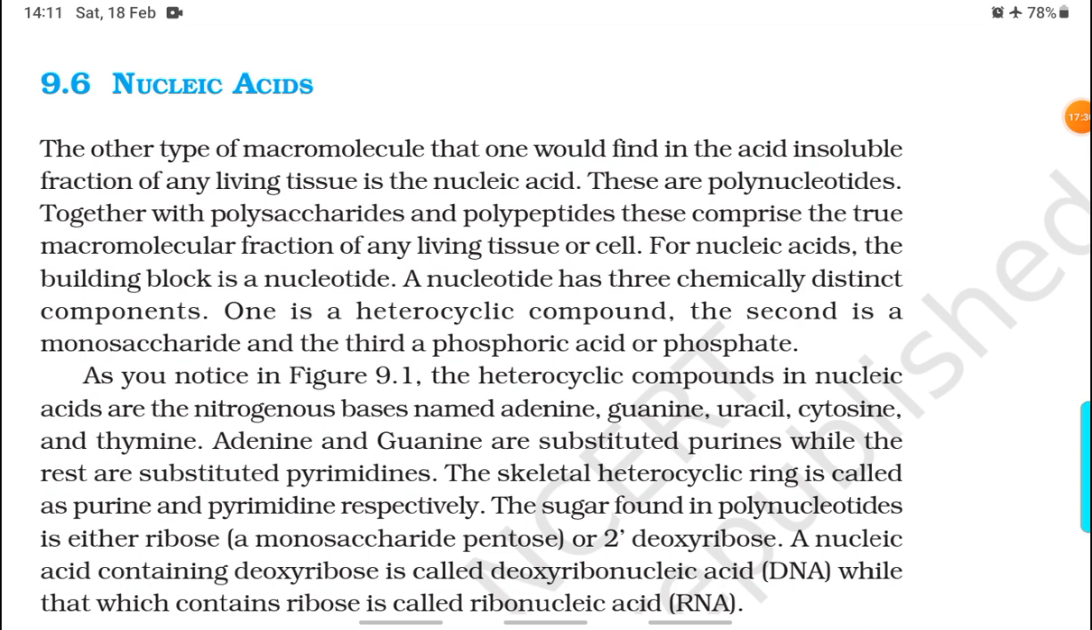For nucleic acids, the building block is a nucleotide. A nucleotide has three chemically distinct components. One is a heterocyclic compound, the second is a monosaccharide, and the third is a phosphoric acid or phosphate.